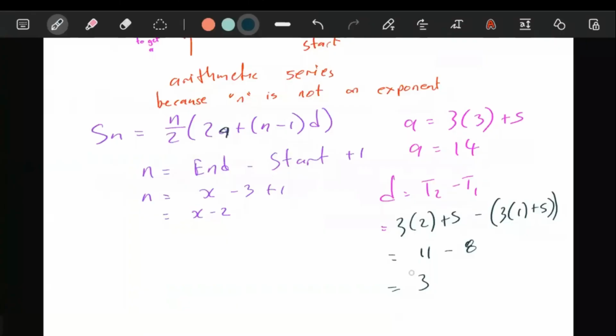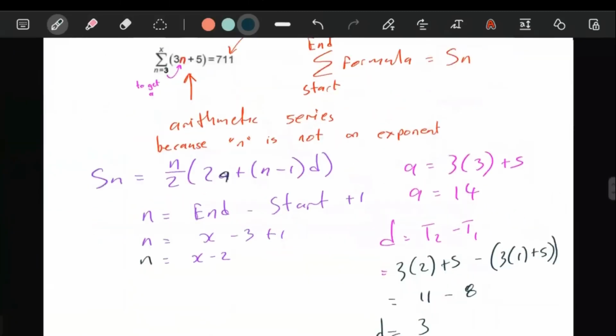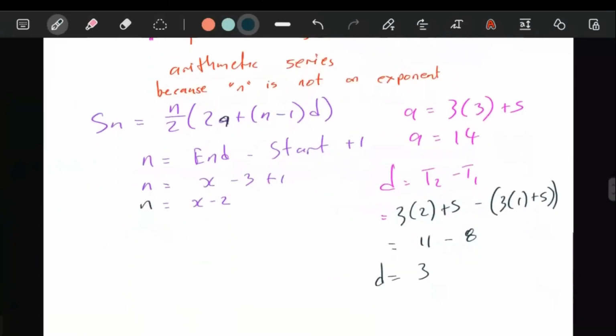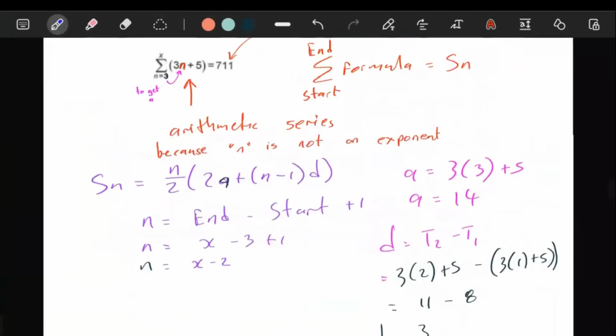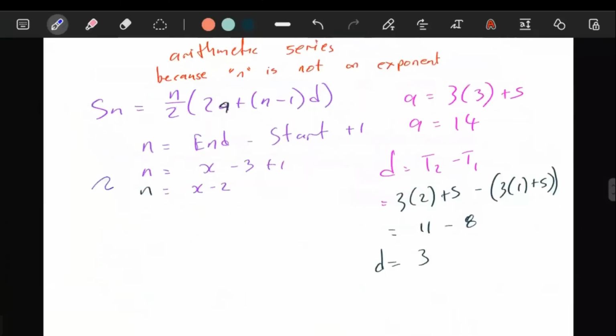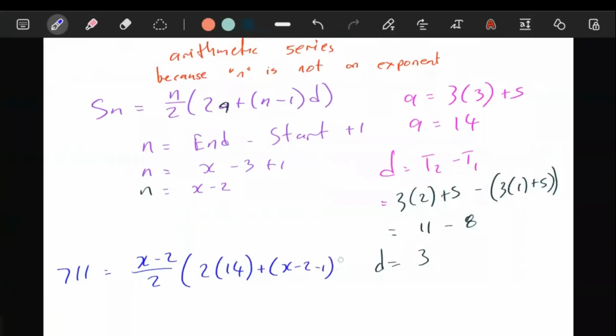So from here, you have your value of d, you have your value of a, you have a value of n. So you can just throw all that into this equation, because remember you also have Sn. Sn is just 711. So you have everything. So putting everything into your equation, you can easily then solve for x as they want. Sn is 711, and n is x minus 2. Then a here is 14, n minus 1 is x minus 2 minus 1 there, and d is 3.